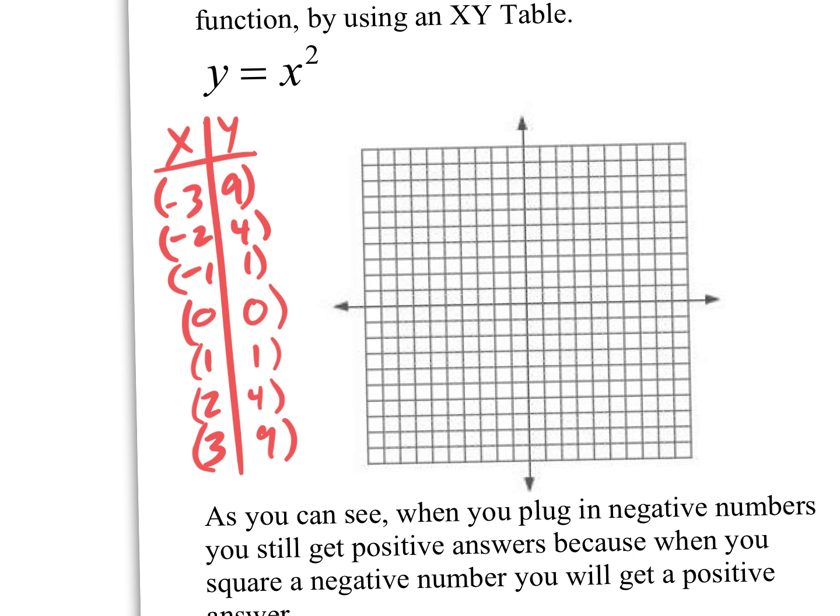And when you graph these, let's start with 0, 0, that's right there. Then we're going to go to 1, 1, that's 1 on the x, 1 on the y, that's right there. Then you go to 2, 4, 2 on the x, 4 on the y, that's right there. And the last one, 3, 9, it'd be up here, right? 3 on the x, 9 on the y.